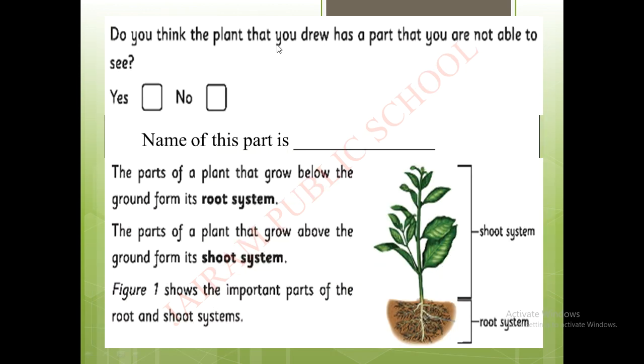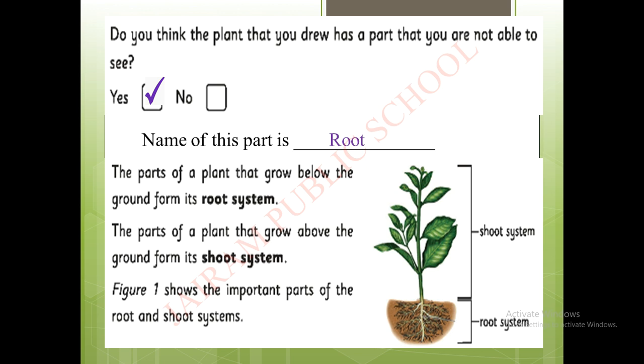Do you think the plant that you drew has a part that you are not able to see? When you are drawing the plant, can you see all the parts? Or if you see a plant around you on the soil or on the land, can you see all the parts? No, we can't see, isn't it? One part will be hiding inside the soil. So it is the root. Root will be growing under the soil that we can't see with the naked eye.